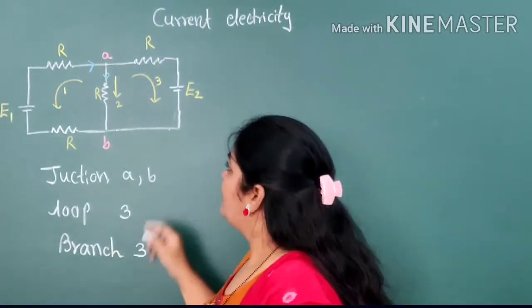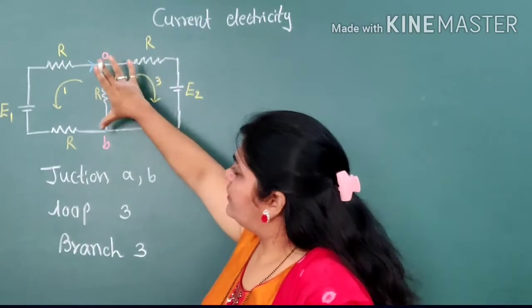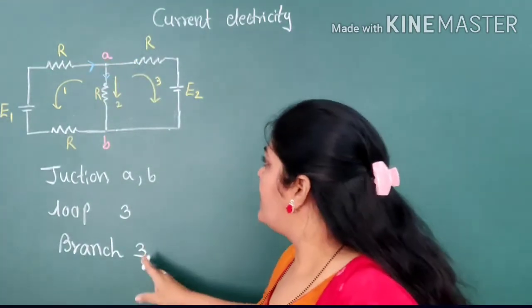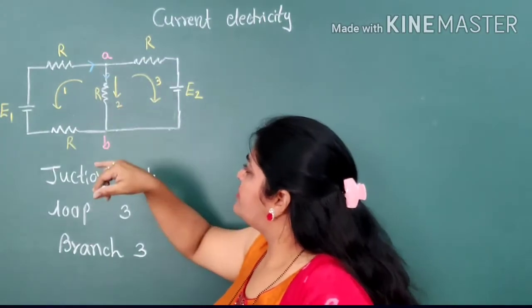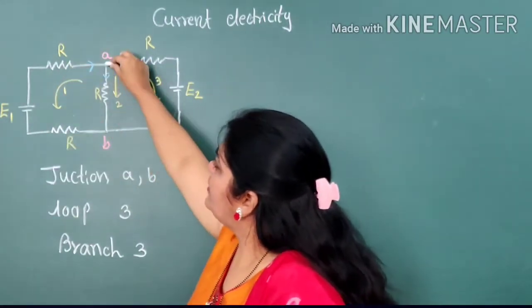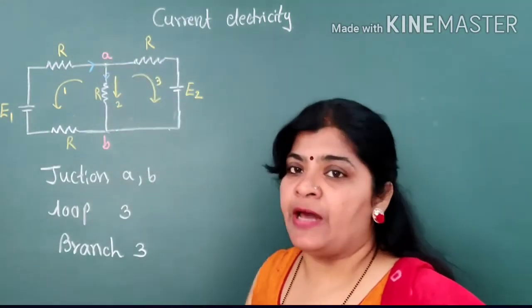Next is a branch. The part of the electrical circuit between two junctions is called a branch. There are three branches shown here. These are the first junction and second junction. In between them, the electrical path is called a branch.